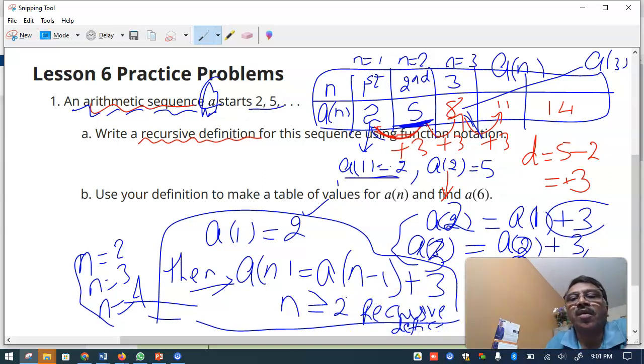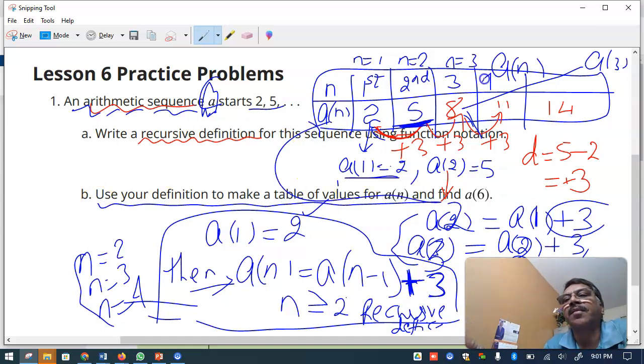And if it was for geometric sequence, then you are not adding here, then you'll have to multiply the previous one. Use your definition to make a table of, and then we have already done. So this is the table we did. This is the 4, this is the 5, and it's asking us what is A of 6. So A of 6, you add another 3. So 2 plus 3 is 5, 5 plus 3 is 8, 8 plus 3 is 11, 11 plus 3 is 14, 14 plus 3 is 17.